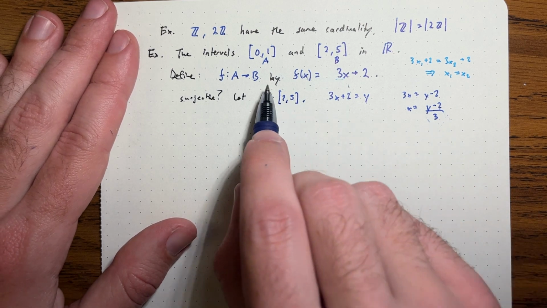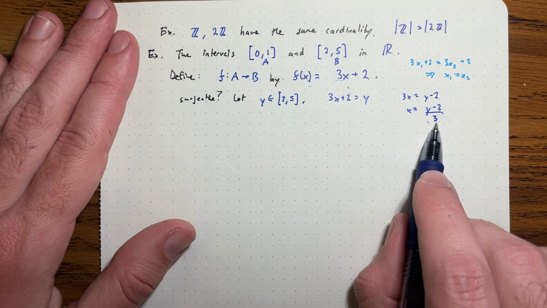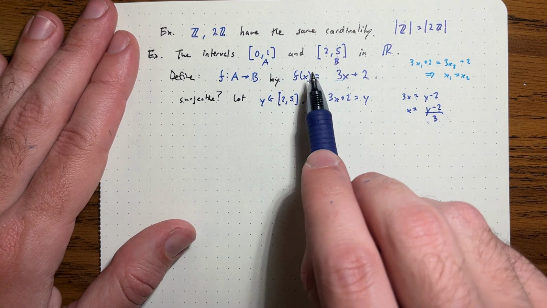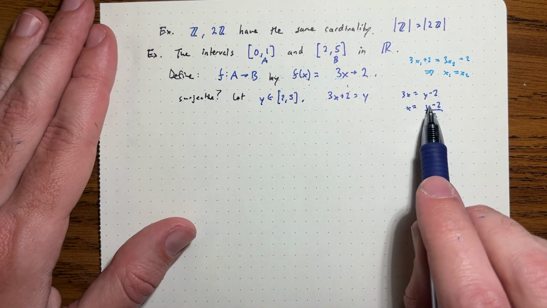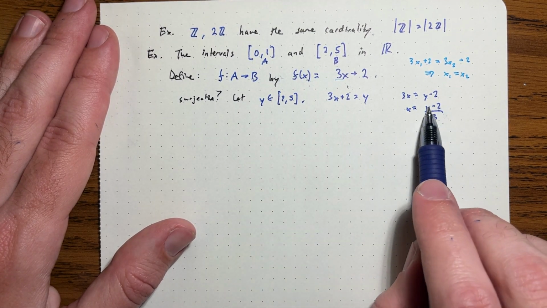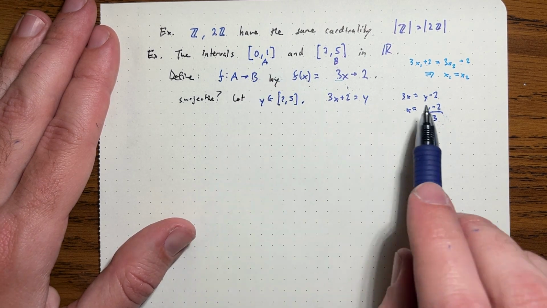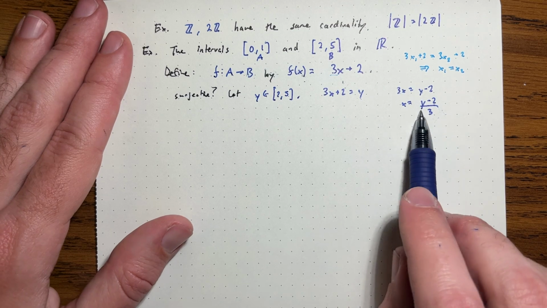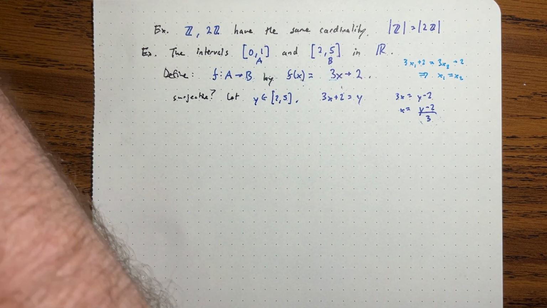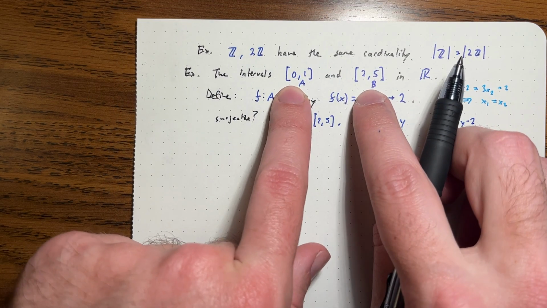And one thing we have to be a little careful about: is this number really in this interval? Well, y is in this interval. So the smallest y can be is 2, and that would correspond to x equals 0. The largest y can be is 5. 5 minus 2 is 3. 3 over 3 is 1. That would correspond to x equals 1. So yes, indeed, this x is always going to be in the interval 0 to 1. It will be between 0 and 1. Yes, so these have the same cardinality.